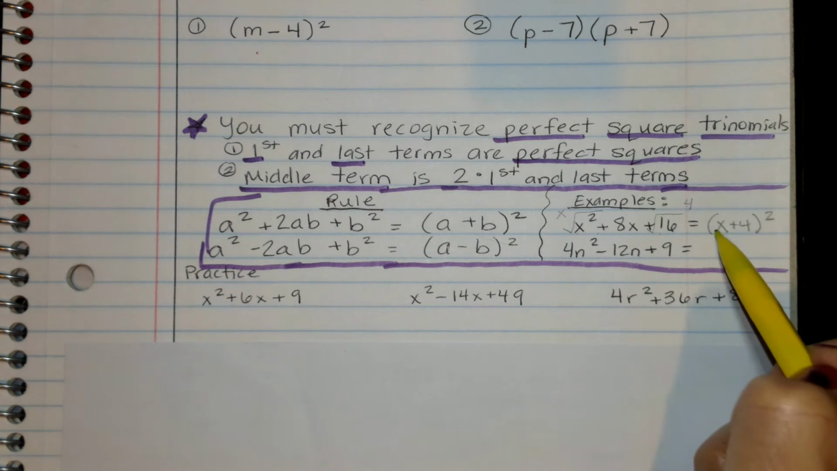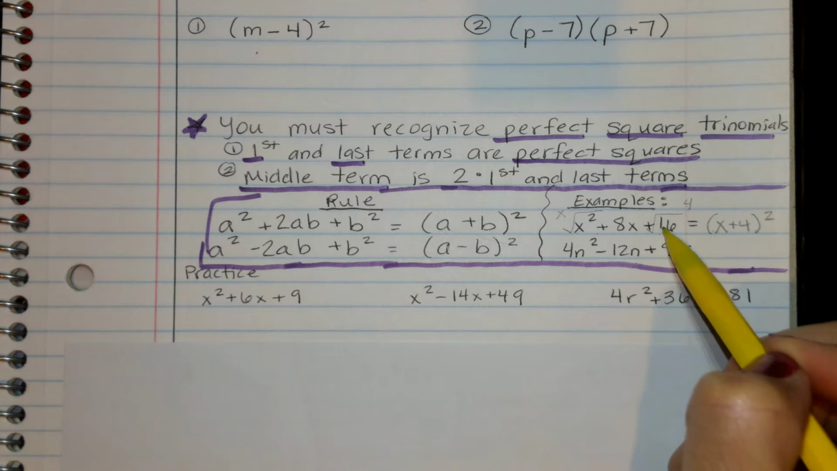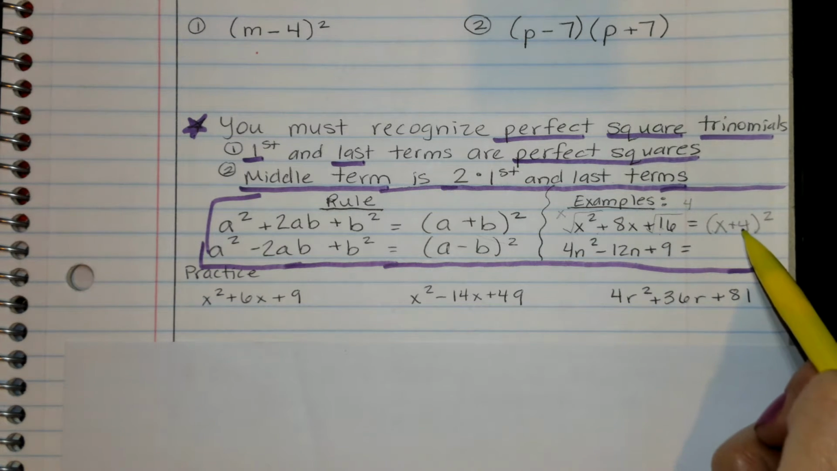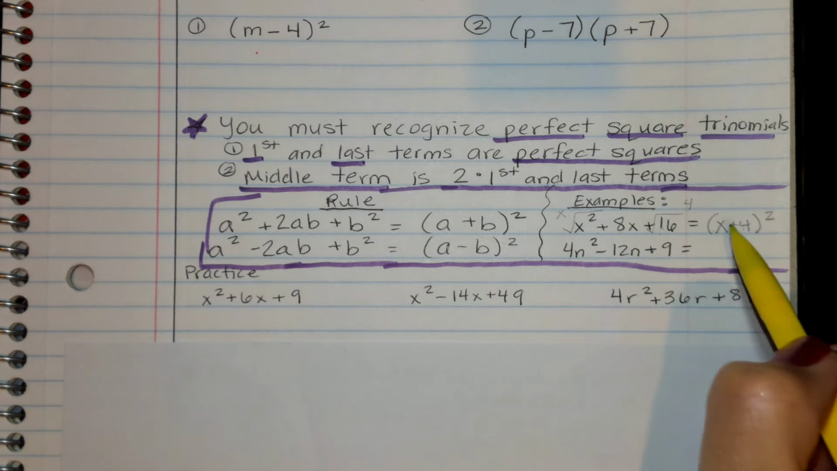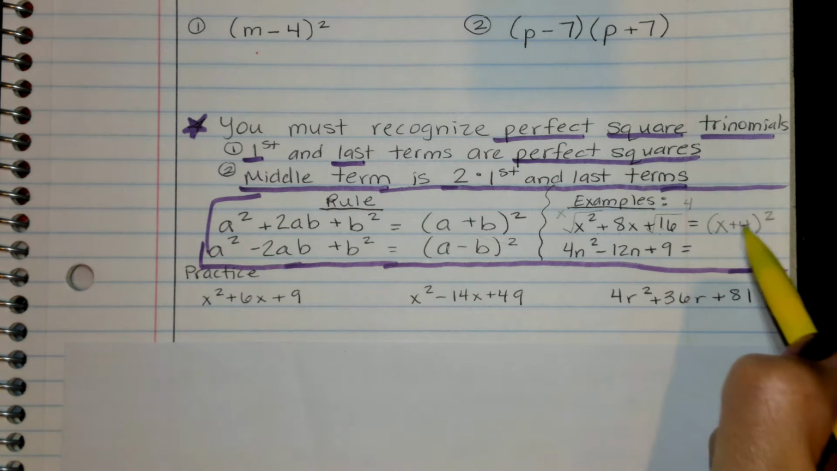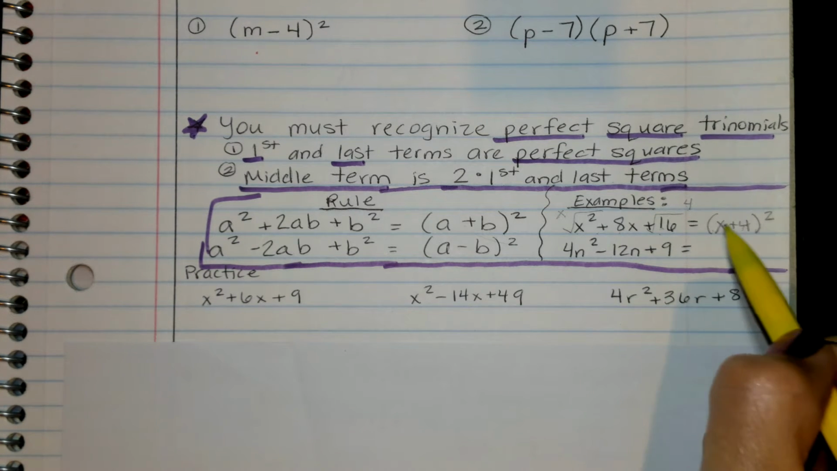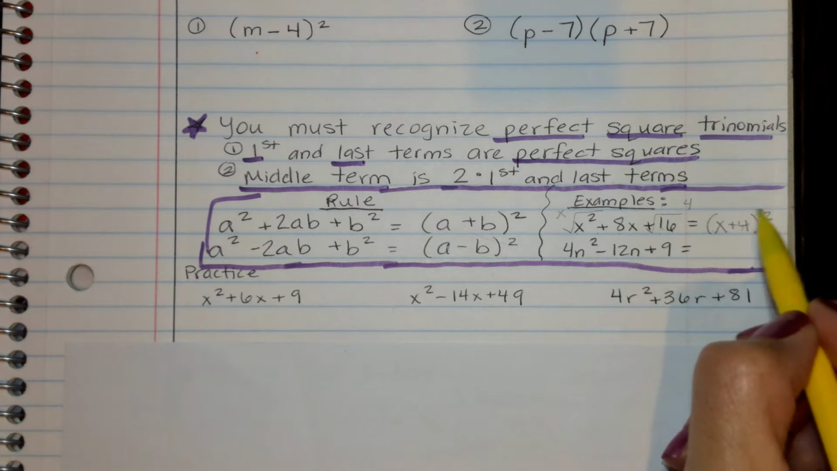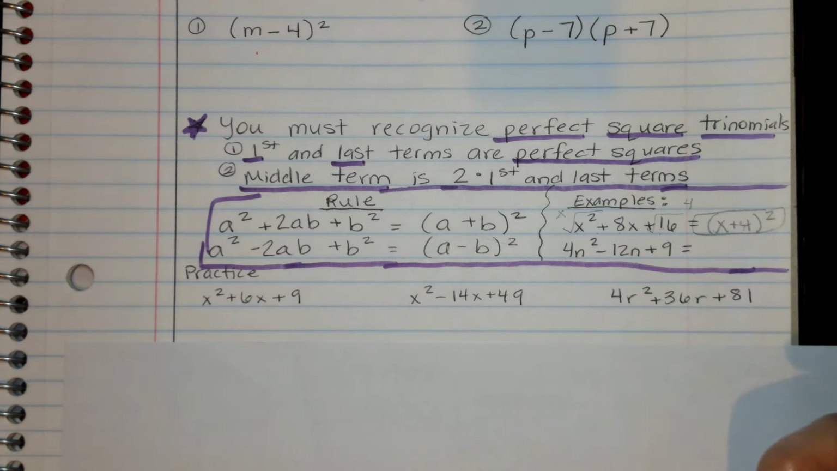So again, the first term is the first squared. The last term is the second one squared. 4 squared is 16. The middle is 2 times x times 4. 2 times 4 is 8 with the x. So that is how you factor it. Very easy with the shortcut.